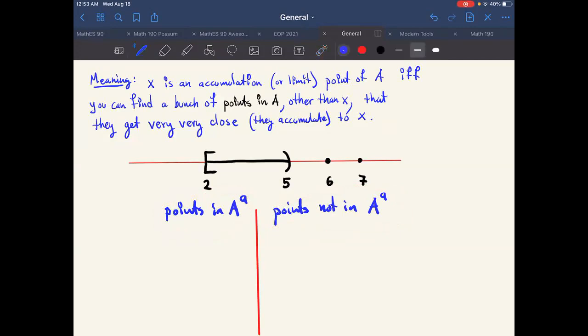I claim that X equals 2 is an accumulation point. Why is that? Because here is X equals 2, okay? You can find a bunch of black dots here. They get very close to 2, and these black dots are different from X, right? So why is 2 an accumulation point again? Because you can find a bunch of black dots other than 2 that get very, very close to 2. That's why 2 is an accumulation point. Easy peasy. Let's do another one.